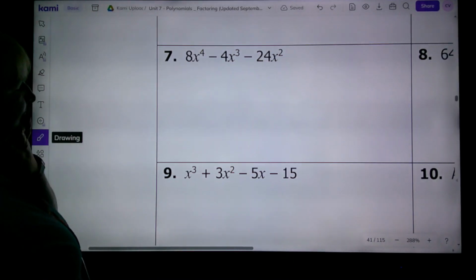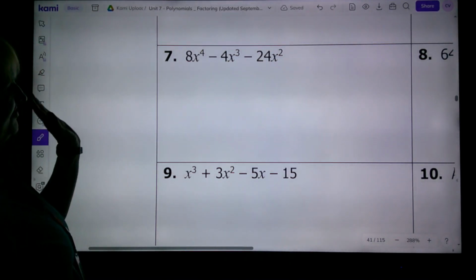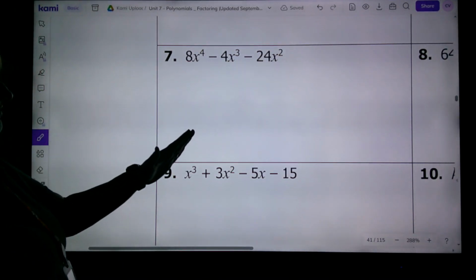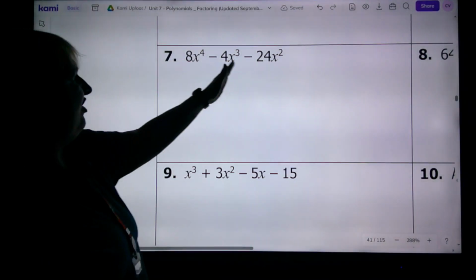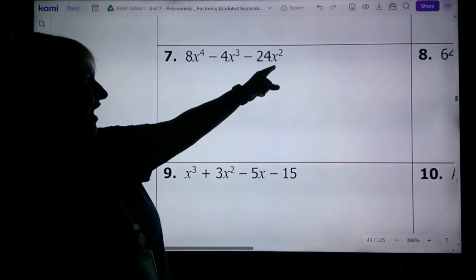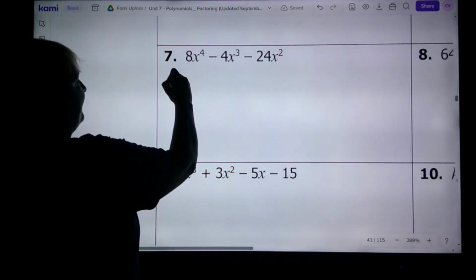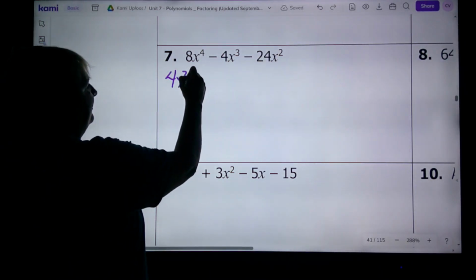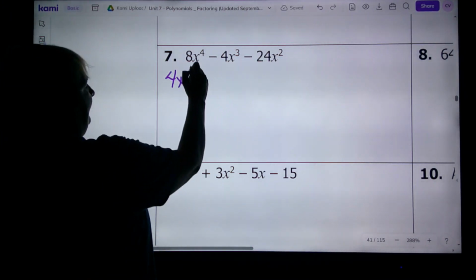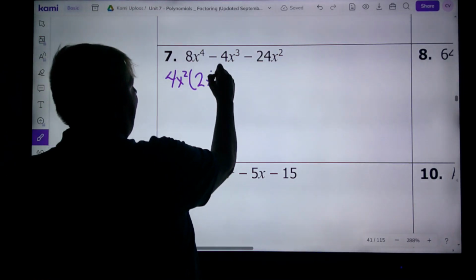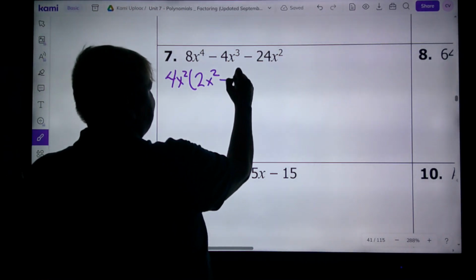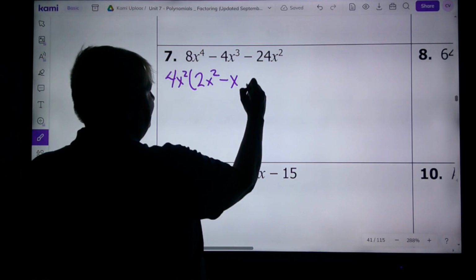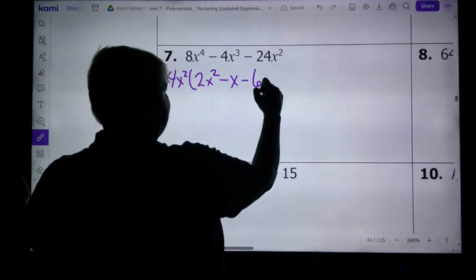Three terms. Is there anything we can factor out? They're all even. They can all be divided by 4. And the highest exponent is x squared. So let's factor out 4x squared. That leaves me with 2x squared minus x minus 6.